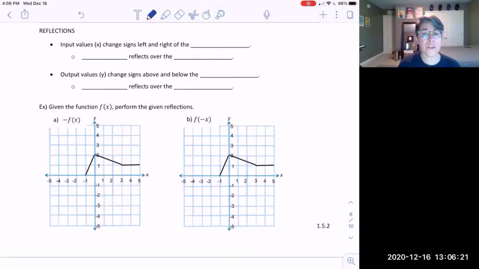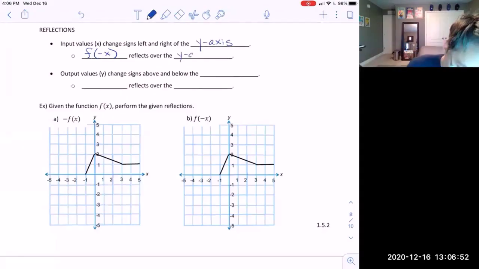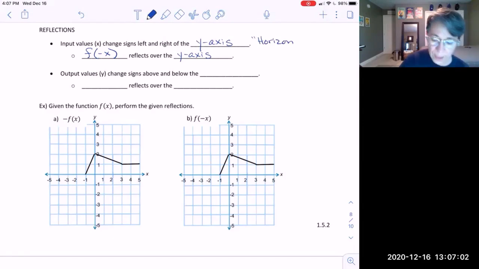We also have a transformation called reflections. So consider input values, or x values, which change signs on the left and the right-hand side of the y-axis. If I change the sign of my x value, in other words, in my function notation, f of the opposite of x, it's going to reflect the graph over the y-axis. This is sometimes called a horizontal reflection.